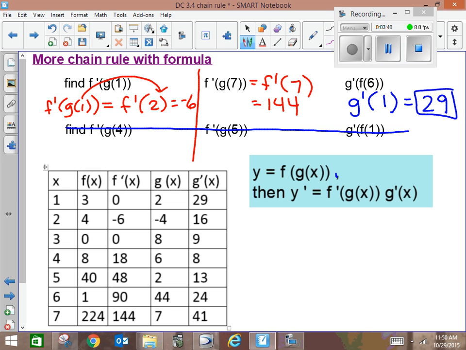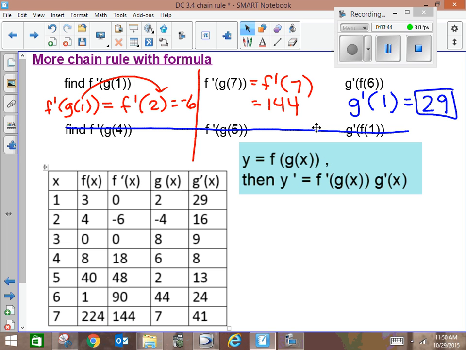So here's your chain rule formula. You will need to memorize this right here. Okay? Let's say we want to know what the derivative of f of g of 1 is. Okay. So these 3 first examples, they were not derivatives, they were just using the table. Okay? So now this is a derivative.